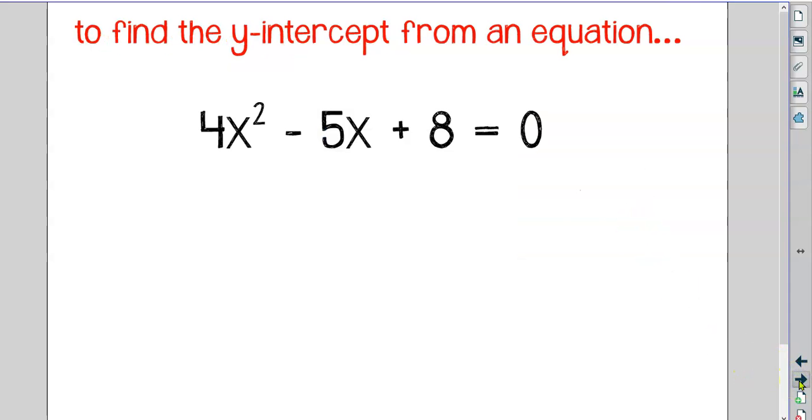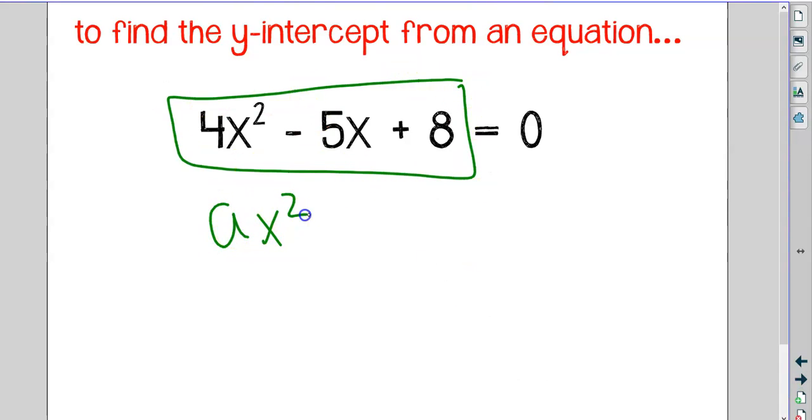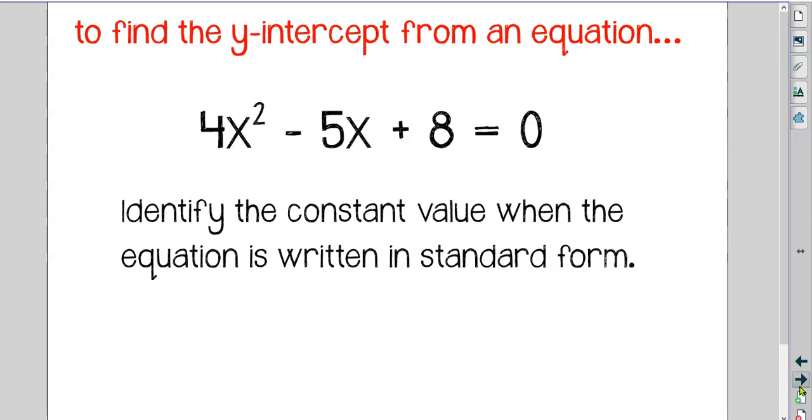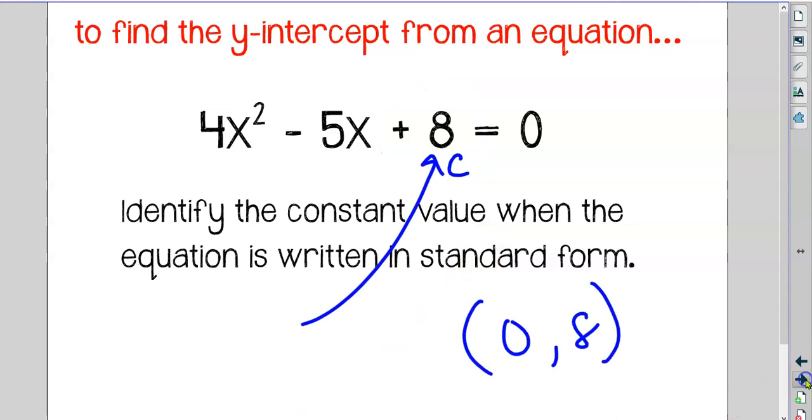Now, if you're given an equation, it's actually simpler, but it doesn't seem as such. In an equation, as long as it is written in standard form, that's ax² + bx + c, all you have to do is identify the constant value. Whatever that constant value is, that's your y-intercept. So for us, in this equation, the constant value is 8. Therefore, the y-intercept is the point (0, 8).